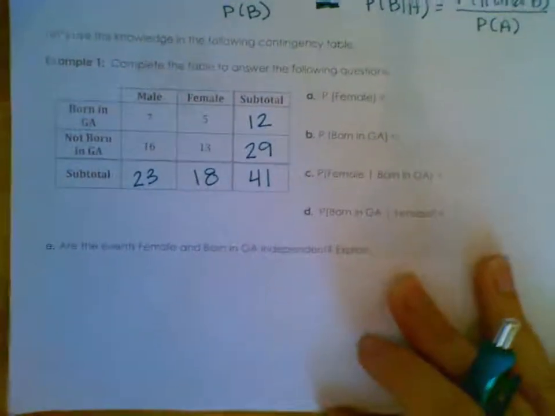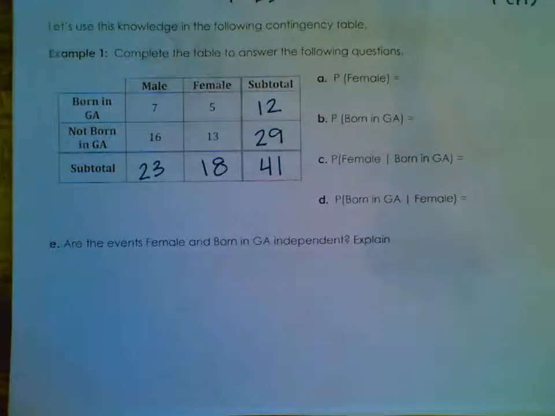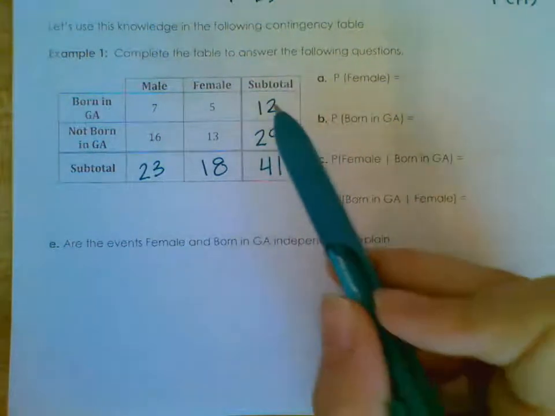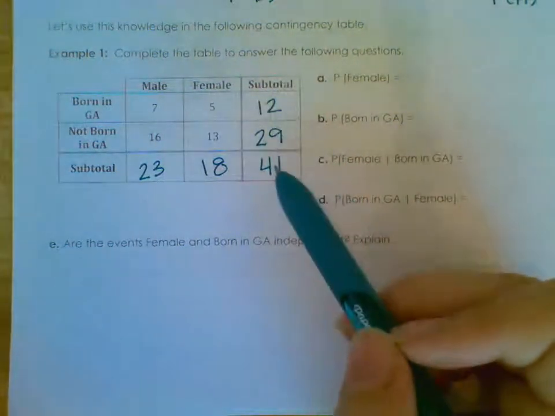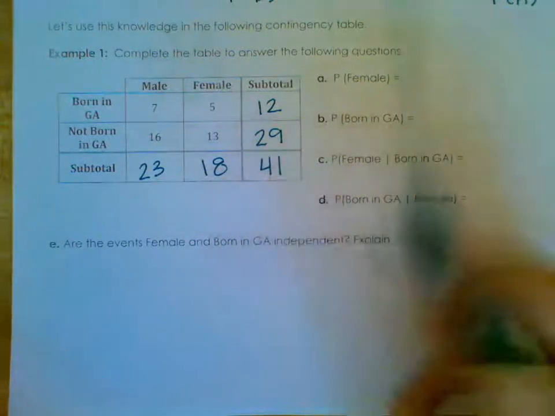So I went ahead and filled in my contingency table. You can go ahead and do the same. Make sure that when you're done that you double check that this column adds up to 41 as well as this row adds up to 41. They should always add up to the same number.